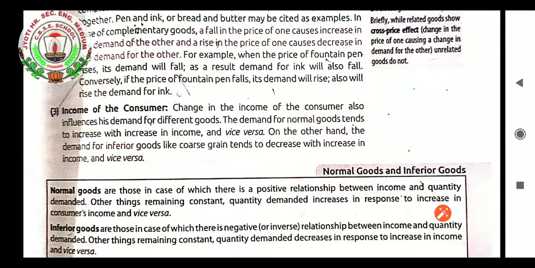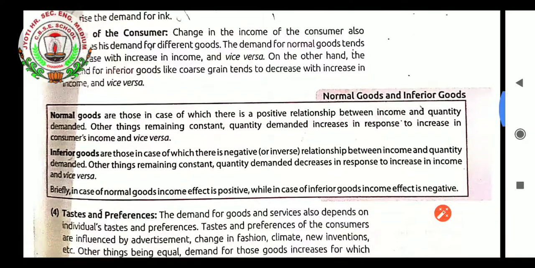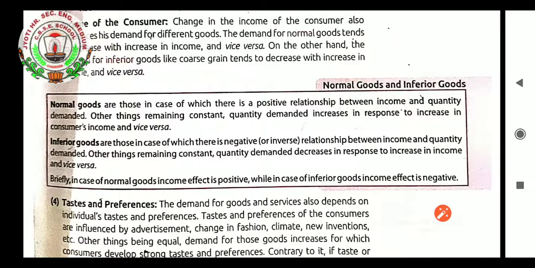On the other hand, the demand for inferior goods like coarse grain tends to decrease with increase in income, and vice versa. Now let us see normal goods and inferior goods. What are normal goods? Normal goods are those in case of which there is a positive relation between income and quantity demanded, other things remaining constant. Quantity demanded increases in response to increasing consumer income and vice versa. Inferior goods are those in case of which there is a negative or inverse relationship between income and quantity demanded, other things remaining constant. Quantity demanded decreases in response to increase in income and vice versa.